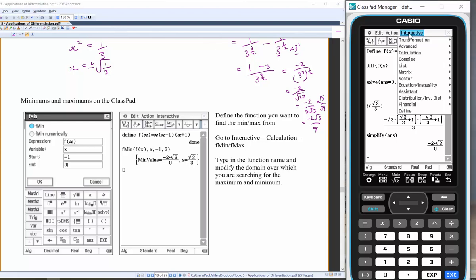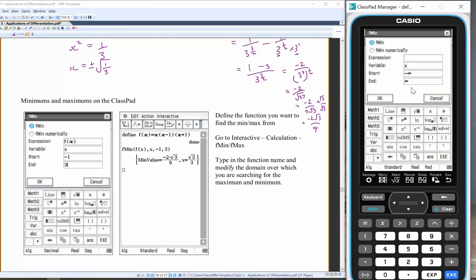So a reminder that what you do is you define the function and you go to calculation. And what we want to do, we've got the maximum already. We just want the minimum.